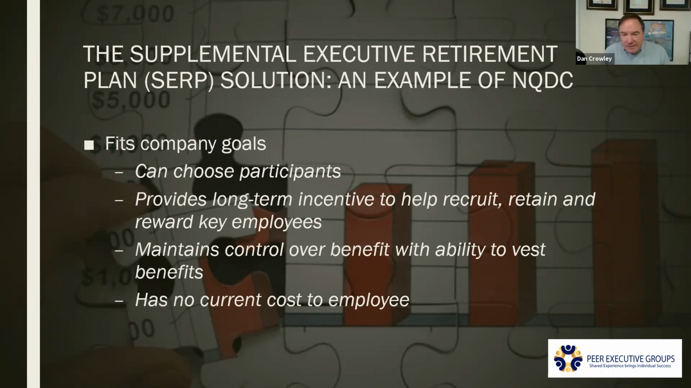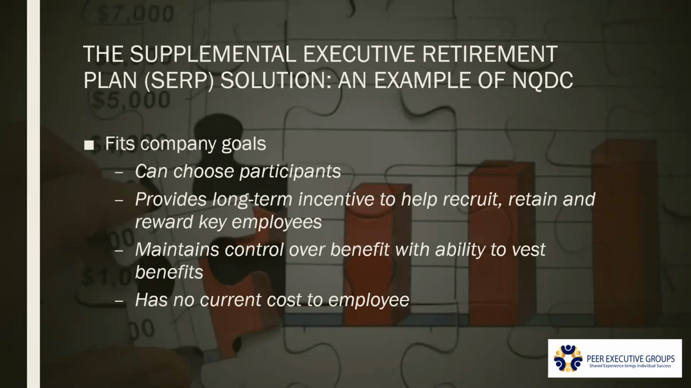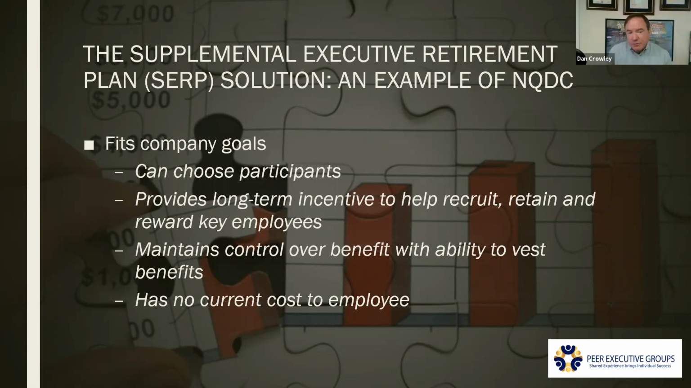So number one is, who's going to participate in this plan? You might say, well, I want these 2 people participating right away, but I may open it up to 3 more down the road. We have some companies where 25% of their employees are in a plan. We have some companies where it's 1 person. So it can be any level. Again, we already talked about the incentive. And the other thing is the company controls the benefit with the ability to vest it.